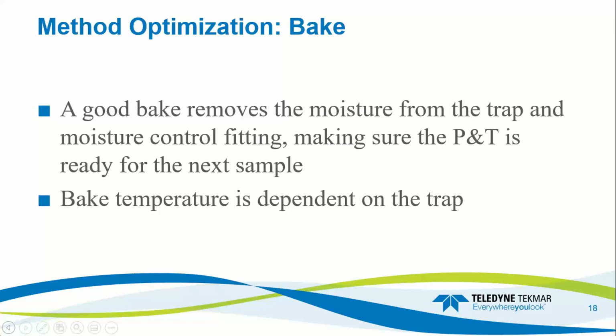With our improved bake mode control, we can create faster flows and higher temperatures, which means that we can bake for less time, saving extra time per sample. Improved trap cooling leads to less downtime between samples as well. So making sure that we get hot enough and our bake gas flows through the trap long enough to remove all that moisture without going for too long. A good bake gets the water out of the trap and the moisture control fitting to make sure it's ready for the next sample.